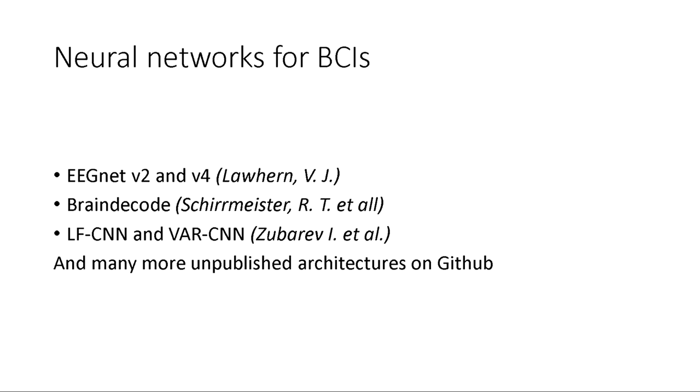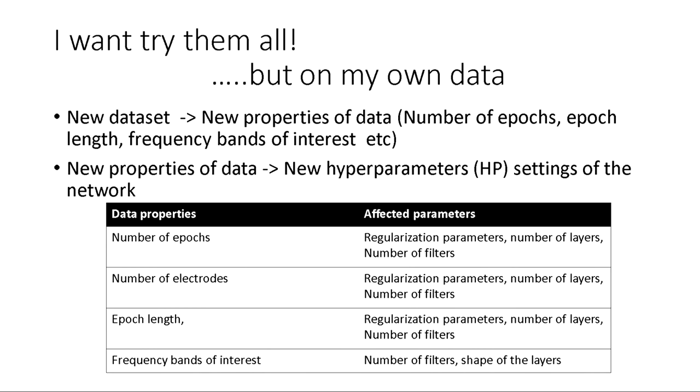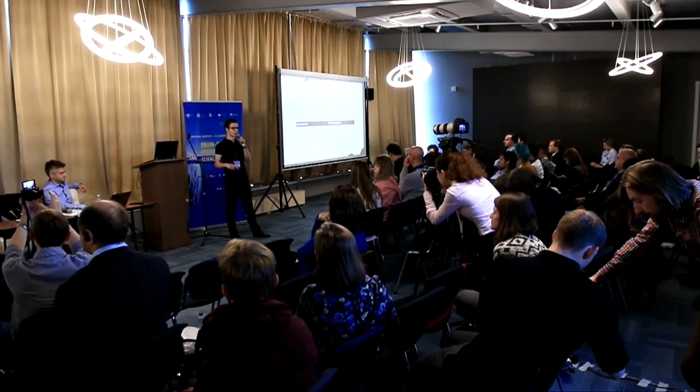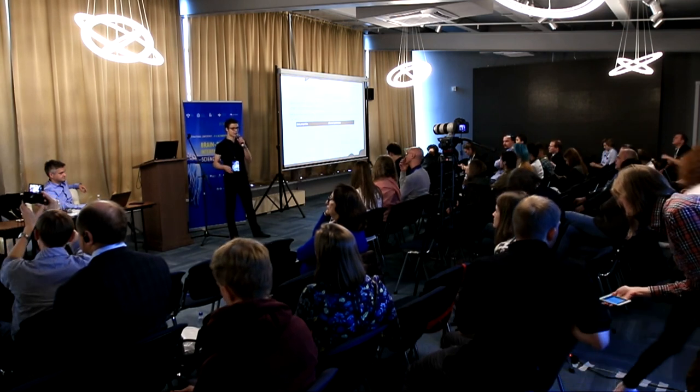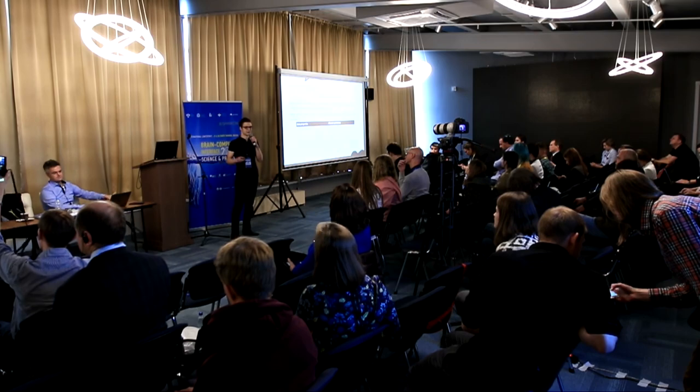And if you surf through GitHub, you will find many more new architectures. And with very high probability, you will want to try them on your own BCI data. But with even higher probability, the developers of these architectures fit these networks for their own BCI experiments, not your data. And if you don't have enough students to fit this architecture for your BCI settings, and you don't have a lot of experience with signal processing and neural networks, you will want to somehow choose hyperparameters for these networks.